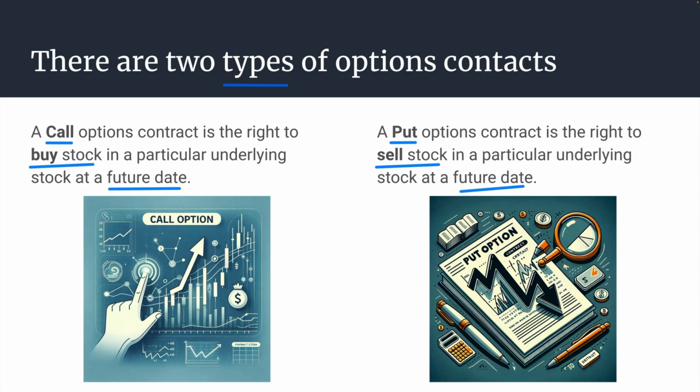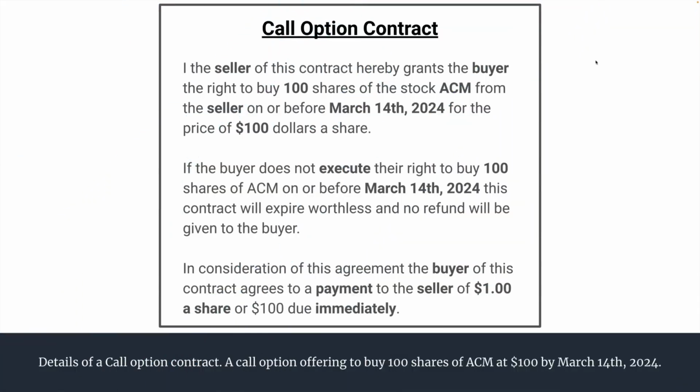I'm going to oversimplify what a call options contract is, but two slides ago, we saw a buyer handing money to a seller and a seller returning a contract. So this is what that contract might look like, or a simplified version. The seller of the contract grants the buyer of the contract the right to buy 100 shares of a stock, and in this case, ACM.